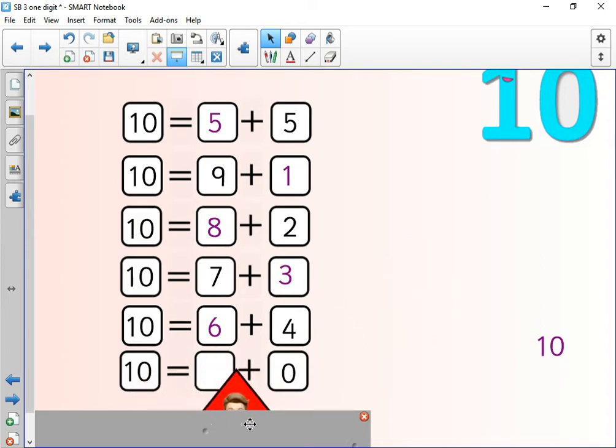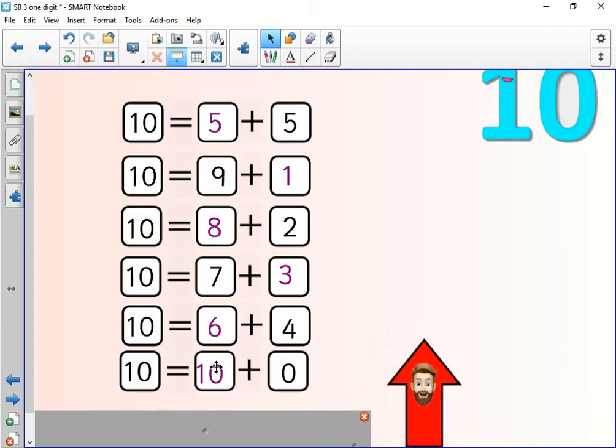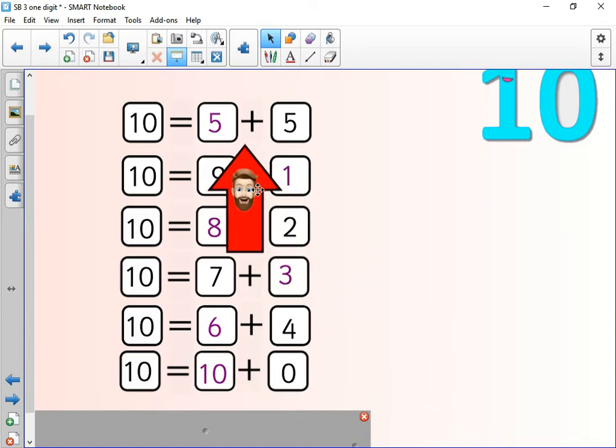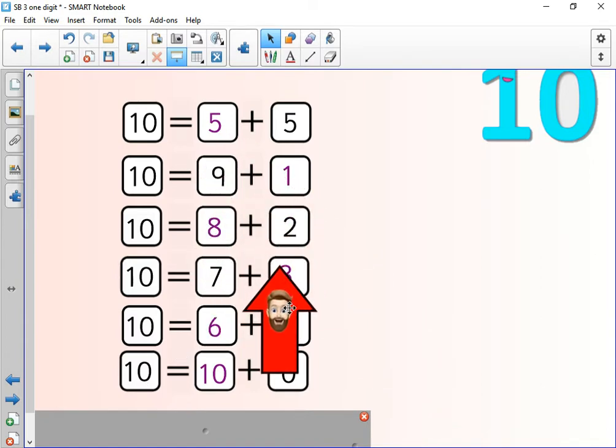10 equals something add 0. After 3 you can shout out what this something is. 1, 2, 3. That's it. It must be 10. 10 and 0 make 10. Do you know all these number facts?